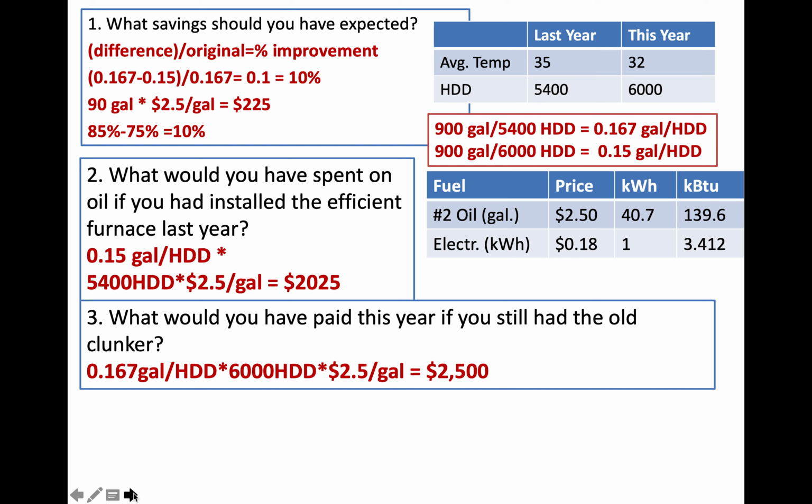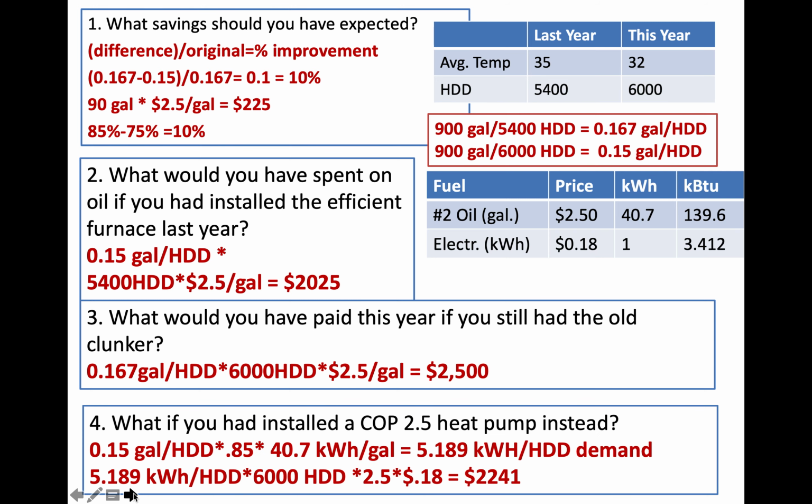What would we have paid this year if we still had the old clunker? Well, we can normalize again this time, but now we're taking the old condition where we were using 0.167 gallons per heating degree day times the heating degree days that we had in this previous year, which was 6,000 heating degree days, times the dollars per gallon. And so if we had not changed it out, we would have been paying $2,500. So we would have used more oil than we actually did.